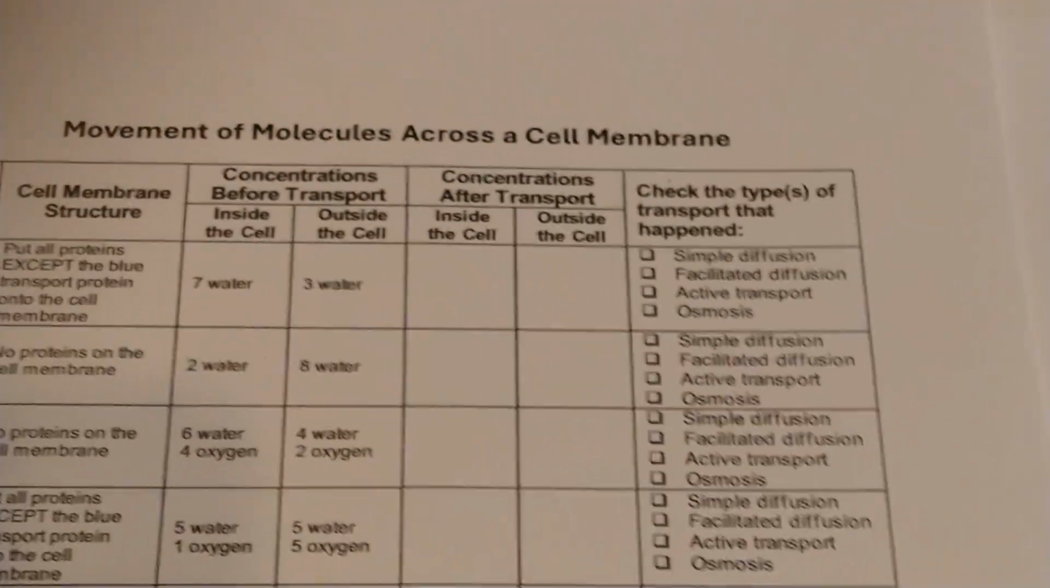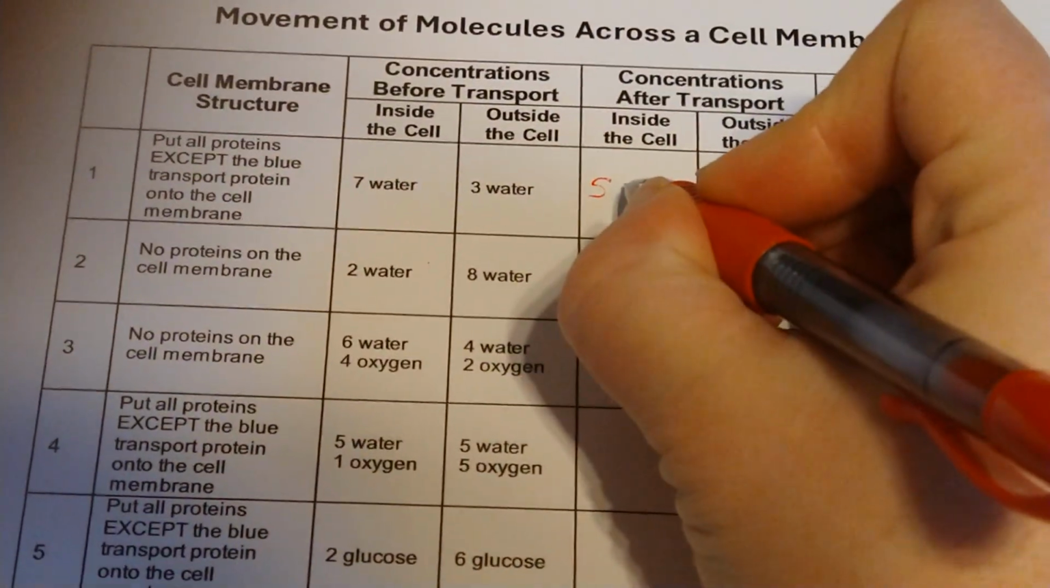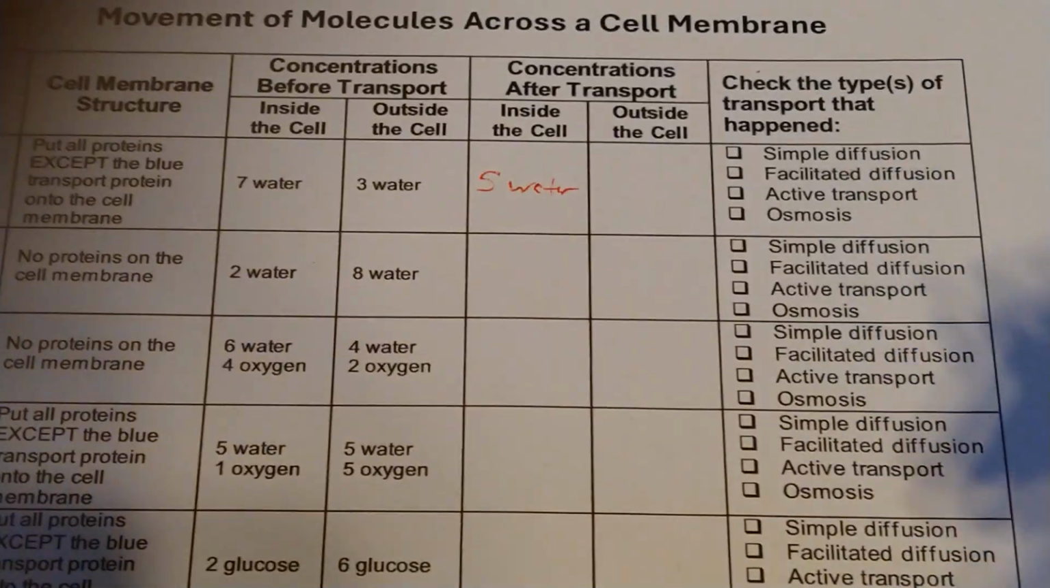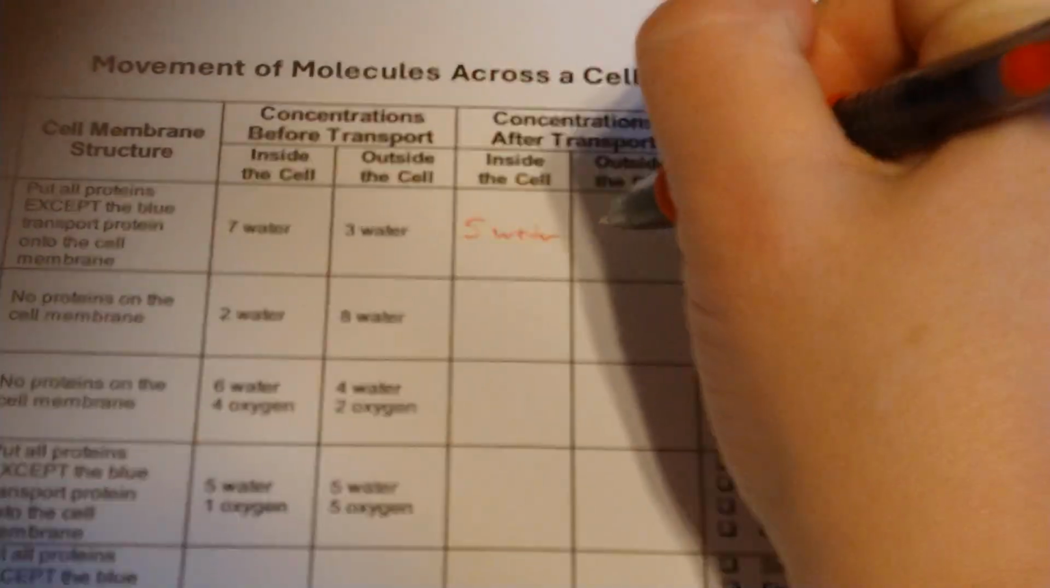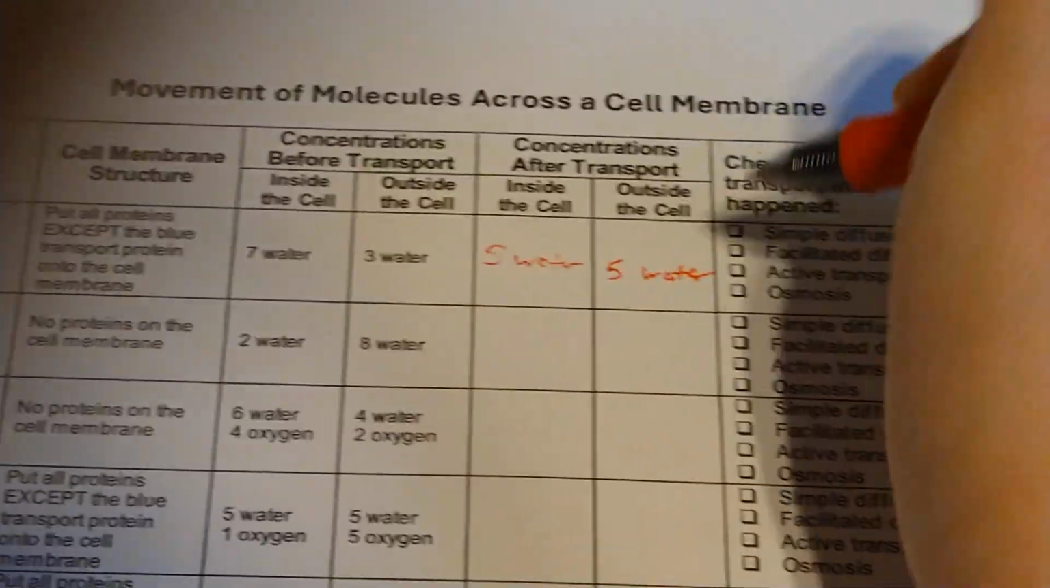So our answer: there are 5 water molecules inside the cell, and there are 5 water molecules outside of the cell.